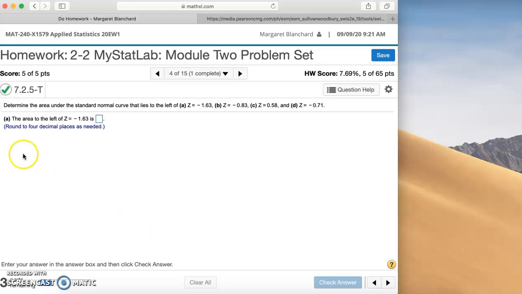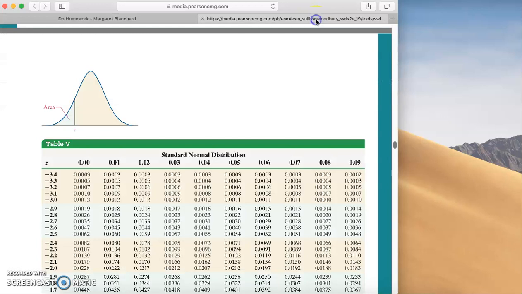So part A says the area to the left of Z equals negative 1.63. First, I just want to take you guys to the standard normal distribution table. This is the one that's in the appendix of that really long path under my stat lab, tools for success, appendices, appendix A. You scroll down until you get to the standard normal distribution table. What I like about it is you've always got this little diagram. This is the same table that's been used for, I don't even know how many years. I hate to say how long it's been since I've been out of school, but this was here long before I was in college. So you have your standard normal distribution here, this little bell-shaped curve.